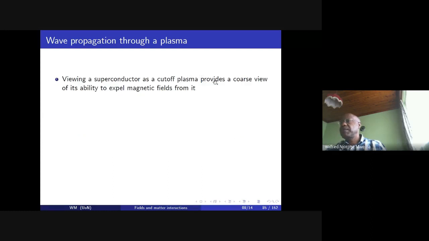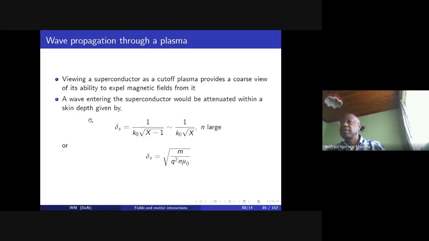If we view a superconductor as a cutoff plasma, then we can provide a coarse view of its ability to expel the magnetic fields from it. That is, a superconductor cannot support magnetic fields in itself. A wave entering the superconductor would be attenuated within a skin depth given by delta s equal to 1 over k naught times the square root of X minus 1, which is approximately 1 over k naught root X when X is large.